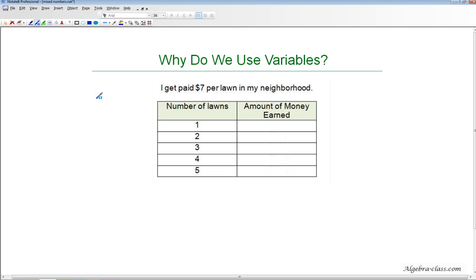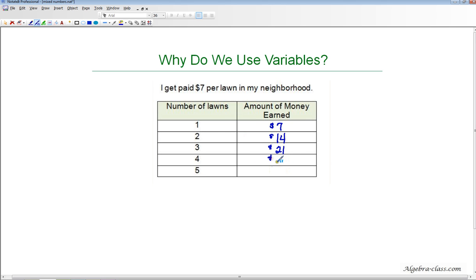I want to calculate how much money I might make over the course of, say, 2 weeks or a month, just to see how this money is going to add up. So I might make myself a chart and say, okay, if I mow 1 lawn, that would be $7. If I mow 2 lawns, that would be 7 times 2, which is 14.